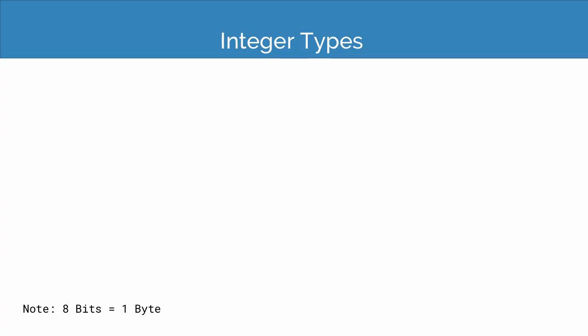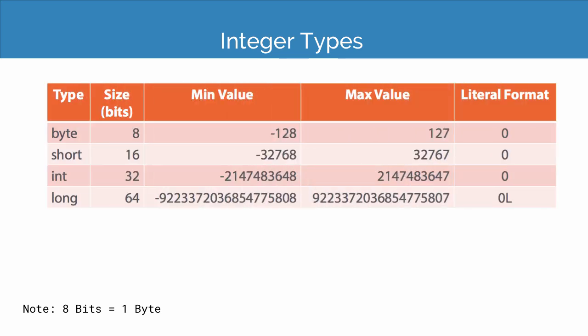Let us now summarize our topic of data types and variables in Java. So in this topic, we learned about various data types, among which the first is the integer types. In case of integer types, we checked out the byte, short, int, and also the long. Now these are all the sizes of these data types in bits.